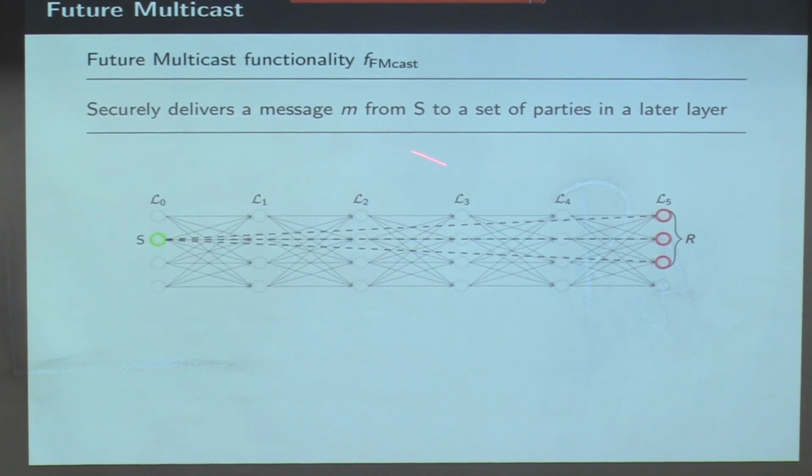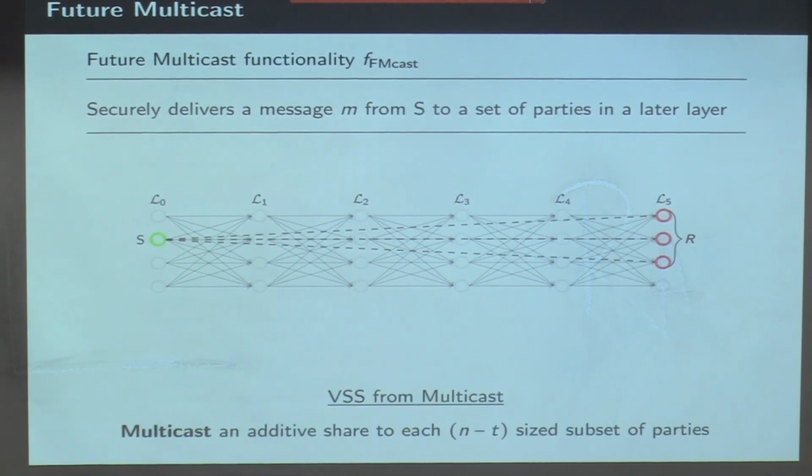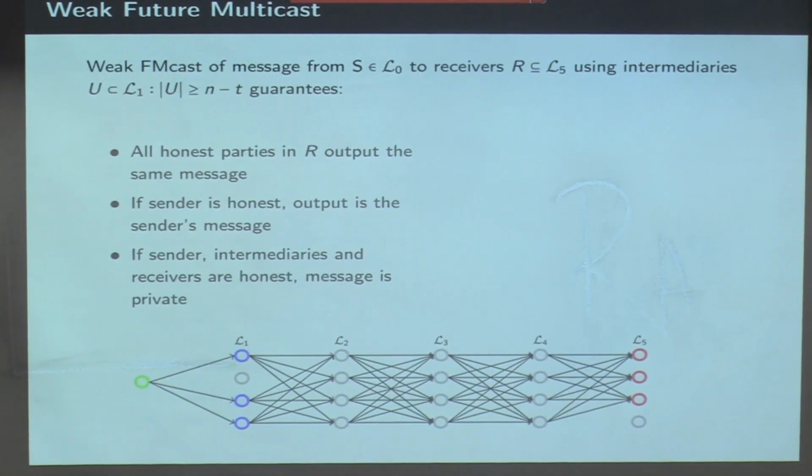Just to be clear, multicast is when there is a set of parties in the output client that want this message that the sender has. The guarantee is that the receivers should all receive this message. Remember, VSS can be done using multicast. So how do we build the multicast?